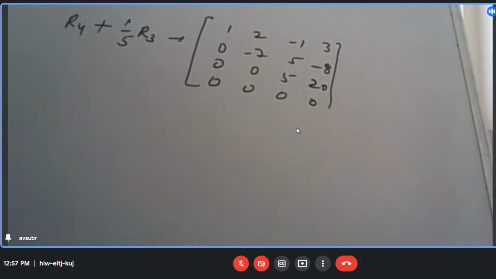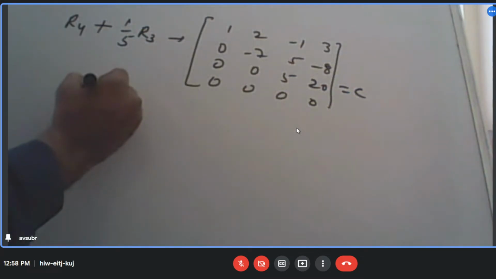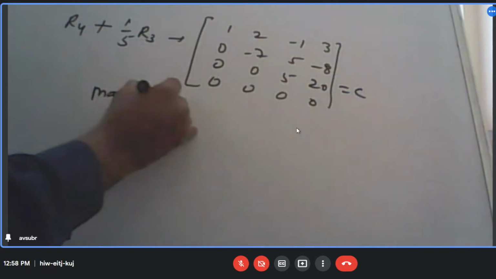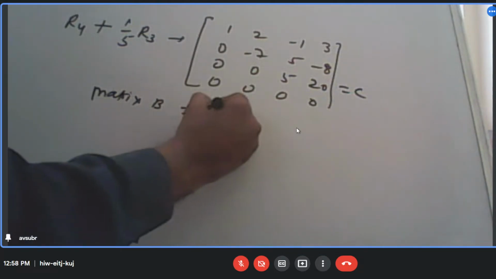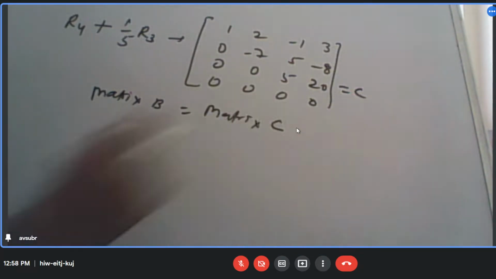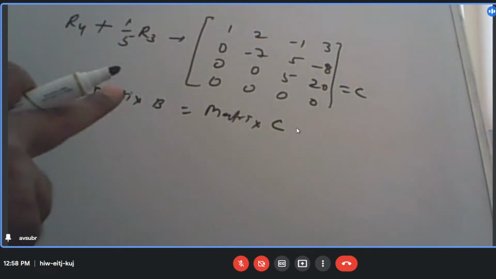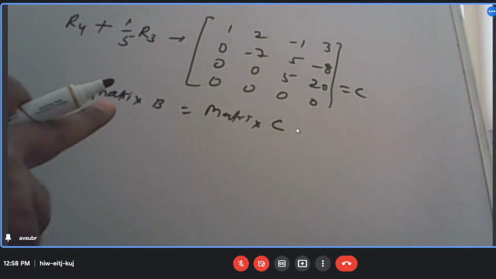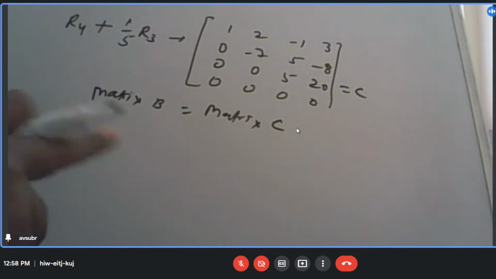Is it okay? Yes, sir. Let me consider that this is equal to matrix C. This is C matrix. Now the point is that this C matrix has come from which matrix? B matrix. Yes, sir. Right. So these two should be equivalent. So matrix B and matrix C are equivalent, from that theorem which we discussed yesterday.